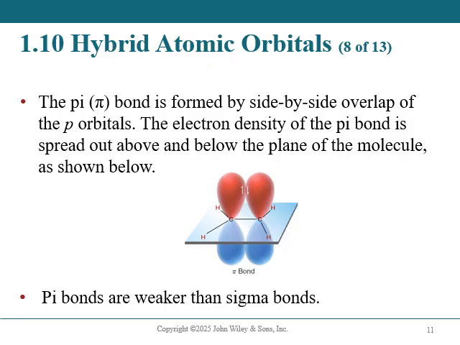Pi bonds are weaker than sigma bonds. They cover more volume, so they're easier to break. And as a result, they tend to be a lot weaker than your sigma bonds when you do a side-by-side comparison.